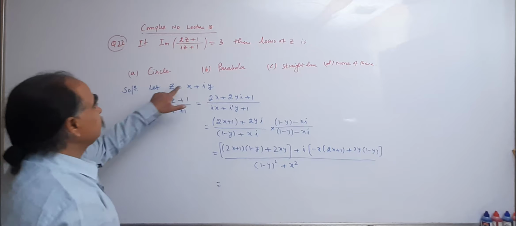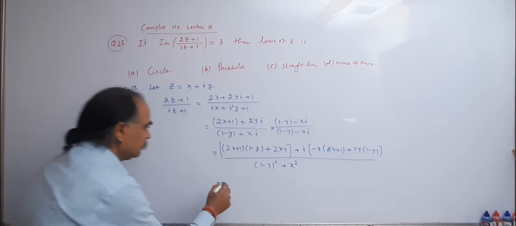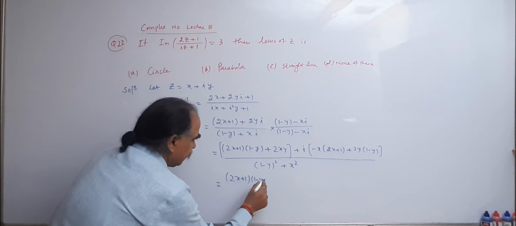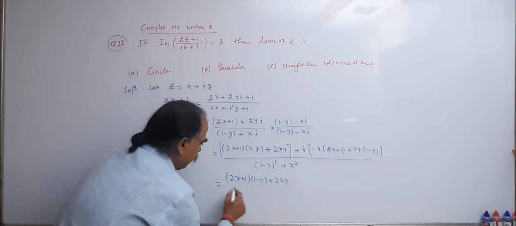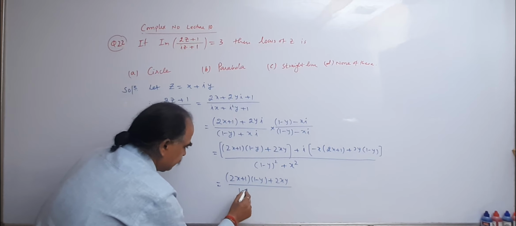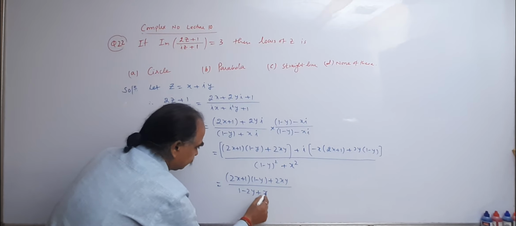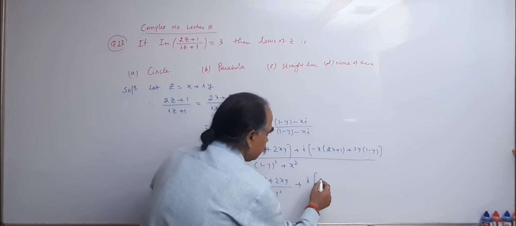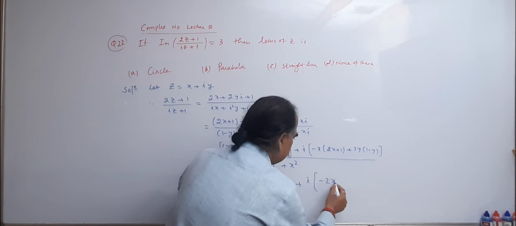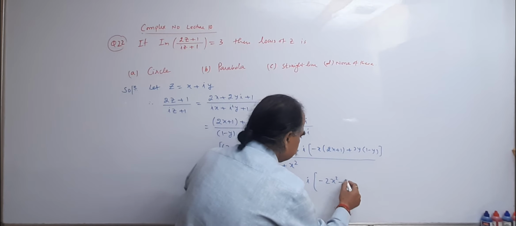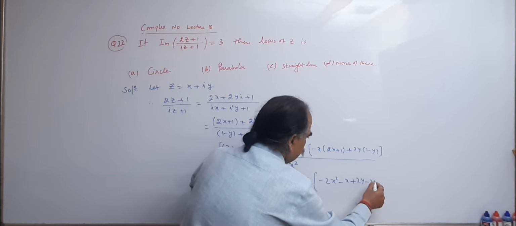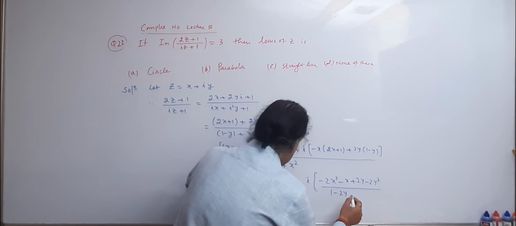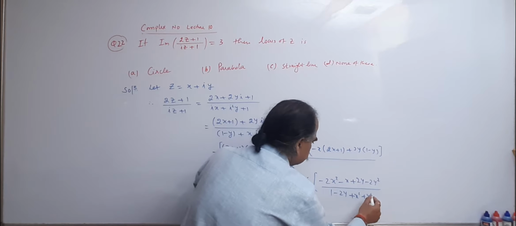So real part, imaginary part of this will be what? 2x plus 1 into 1 minus y plus 2xy upon 1 minus 2y plus x square plus y square, plus i into, multiply them, so minus 2x square minus x plus 2y minus 2y square divided by 1 minus 2y plus x square plus y square.